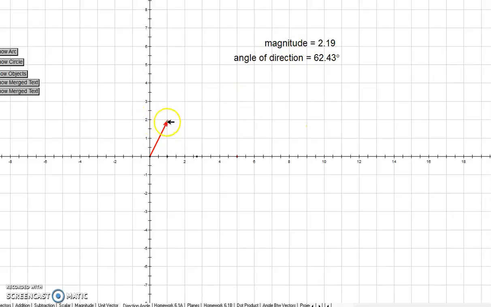So we need to figure out how to keep it going in this direction, but show that in the end it's going to go all the way up to something like 10. It might even go off the screen. It's going to go way up here. That's the vector that we need to represent. So how do we do that?